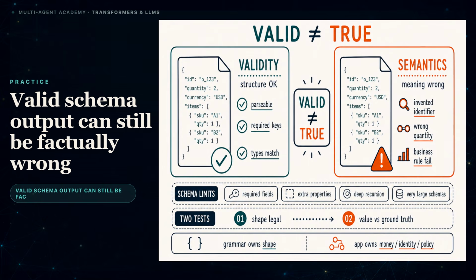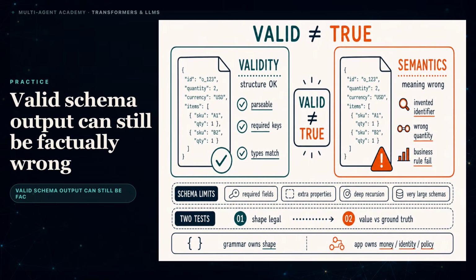This creates two separate checks in a production system. Structural validation asks whether the object follows the schema. Semantic validation asks whether each value is supported by source data and satisfies the application's business rules. Keep both checks visible in monitoring because a successful parser result says nothing about factual accuracy.